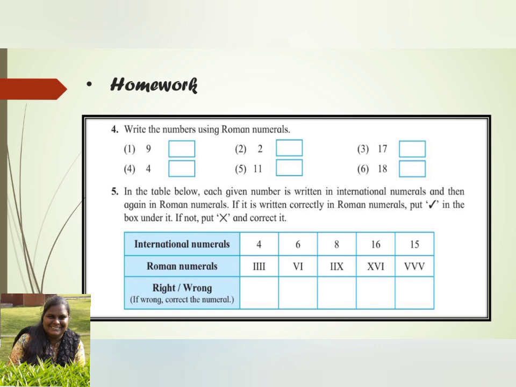So if the answer of international number in Roman numbers is correct, you have to put a tick mark. And in case it is wrong, you have to put a cross mark and then correct it. The first one, 4 means 4 I's. 4 I's is correct? No. So put a cross mark and then open a bracket and write the correct answer. How we will write 4? That is IV. So in this manner you have to solve this in your notebook.